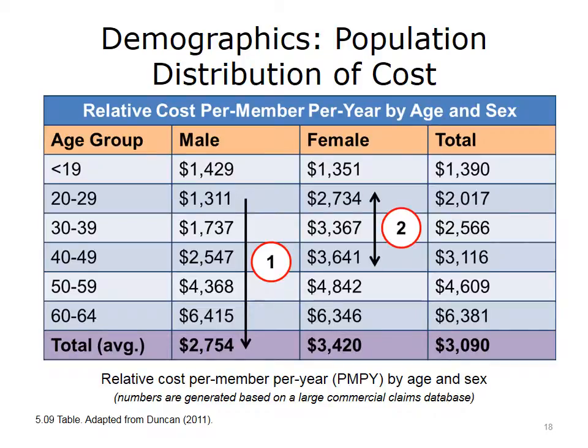This table shows the relative cost of each member per year by age and sex. The data are tabulated based on a large commercial claims database. Arrow 1 indicates that the cost of both males and females increases as age goes up. Arrow 2 shows the increased cost of females in certain age groups. The total average cost for the entire population, regardless of age and sex, is calculated as $3,090 per year.